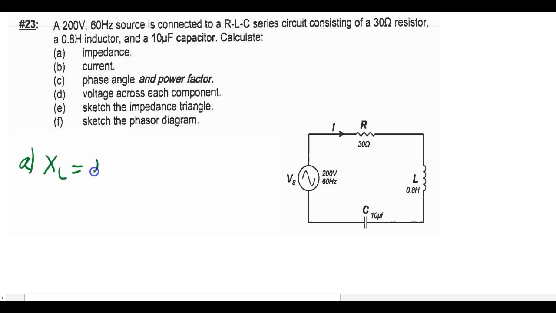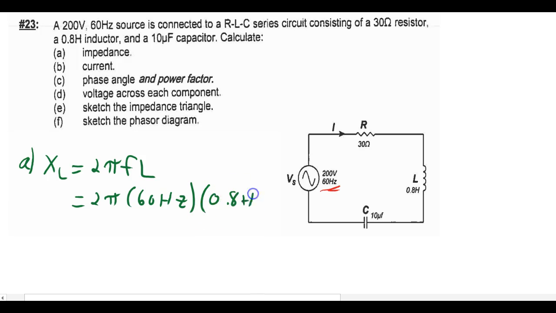XL equals 2 pi times F times L. The frequency is given as 60 Hertz, and so that allows us to say 2 pi times 60 Hertz times the inductance value of 0.8 Henries gives us XL is equal to 301.6 ohms. Now next we would like to calculate the capacitance.